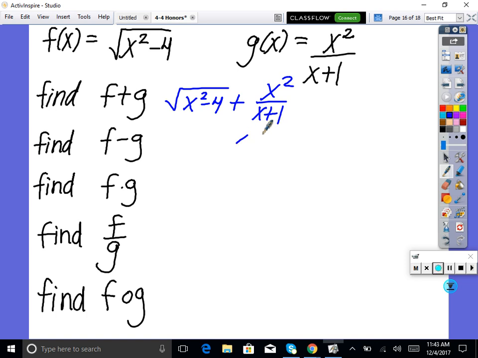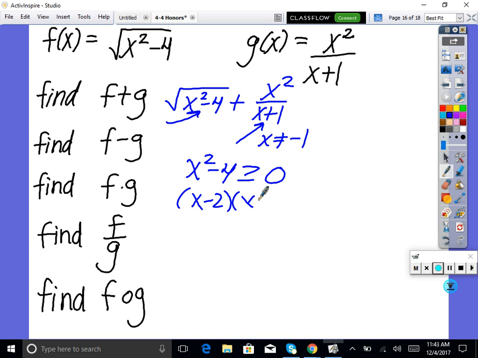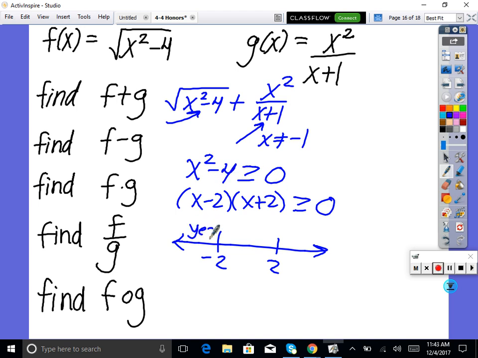So first of all, x cannot be -1, because then we divide by 0. Our second restriction is, isn't it true to say, x squared minus 4 must be greater than or equal to 0. We factor it, x minus 2, x plus 2, so that we can actually find the zeros. Our zeros are at 2 and at -2. Let's test values. Plug in -3 squared is 9. 9 minus 4 is 5. Is 5 greater than 0? So yes, that's in our domain.